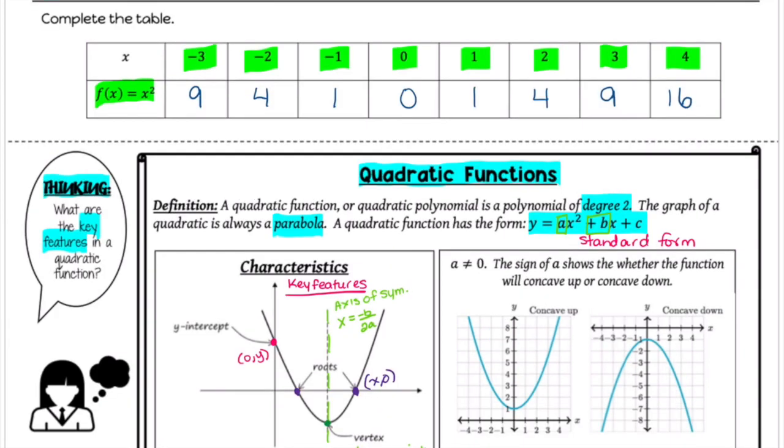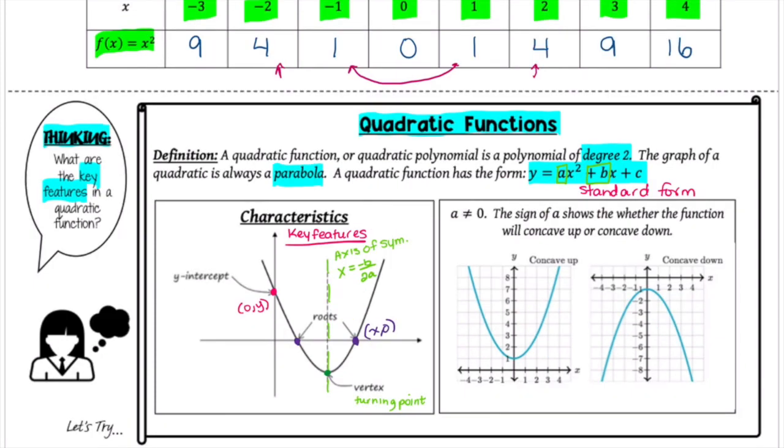So if I look at the do now, I know that the vertex is this point (0, 0). How do I know that's the vertex? Because all other y values on the left and right of it start repeating. So that is how the vertex is found. The vertex is also special because it will be a minimum or maximum point.